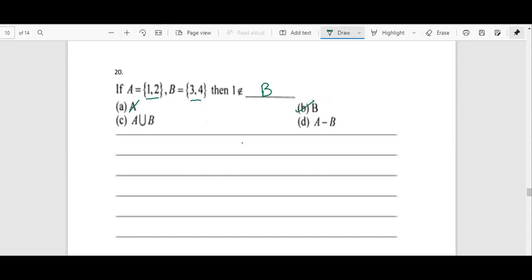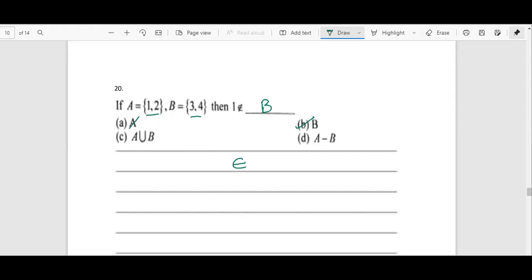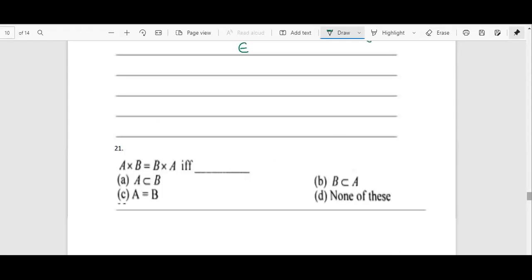So basically, this symbol right here is doesn't belong to. Okay. Because if we have this, we say that it does belong, and if we have this with a dash, it means that it does not belong. Okay. So we are done with this question as well. Let's talk about the 21st question now. All right.